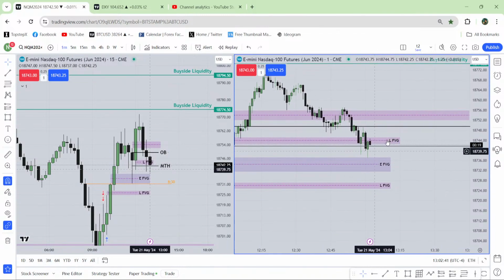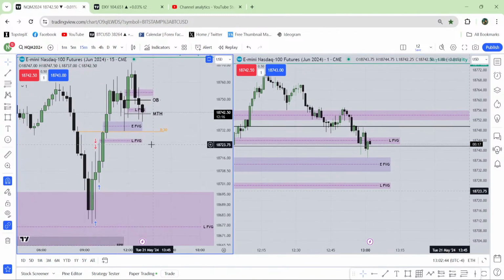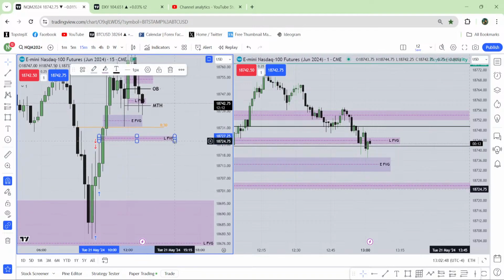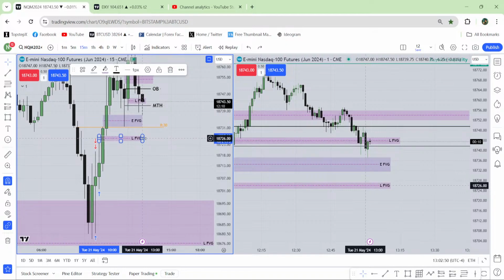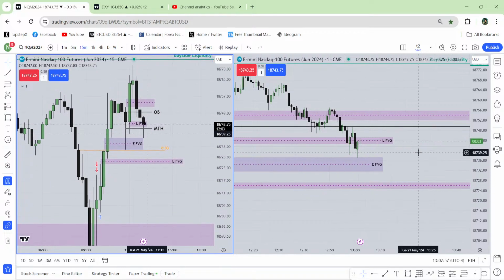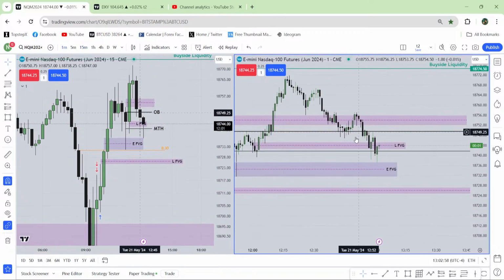So over here, all I'm looking for is a market structure shift. If I would look for a sell, then see this last fair value gap. If this is broken, then I will start to look for sell. Otherwise, I'm not interested in looking for sell. Over here, I will just wait for a market structure shift.